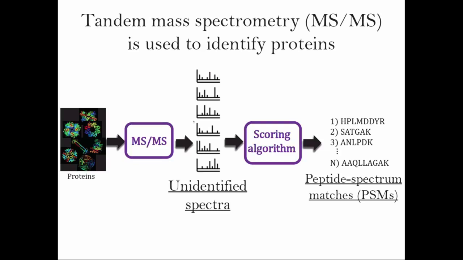Tandem mass spectrometry is the most widely used technology to identify the proteins of a biological complex sample, such as a drop of blood. A typical experiment is as follows. We begin with our complex sample, which is comprised of proteins. We then run 2 rounds of mass spectrometry on it to obtain a collection of spectra. Now, each spectrum in our collection is representative of a protein subsequence called a peptide. We then identify each one of these spectra using a scoring algorithm to obtain a list of peptide spectrum matches, or PSMs.